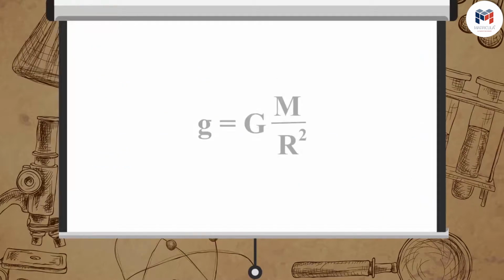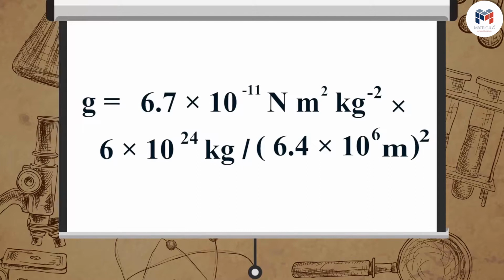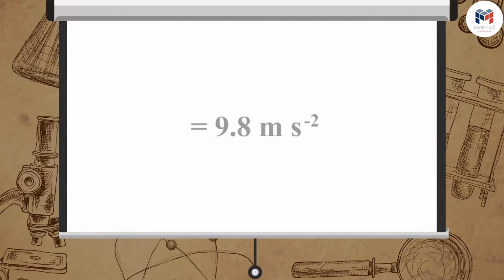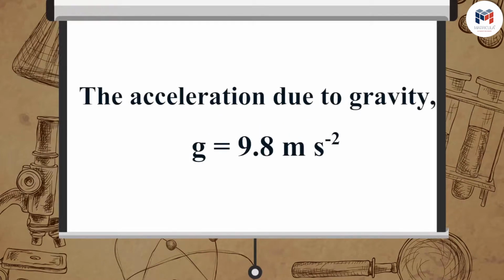We know g is equal to G M upon R square. g is equal to 6.7 multiplied by 10 raised to minus 11 Newton meter square per kilogram square multiplied by 6 multiplied by 10 raised to 24 kilogram per 6.4 multiplied by 10 raised to 6 meters the whole square, which is equal to 9.8 meter per second square. Therefore, the acceleration due to gravity g is equal to 9.8 meter per second square.